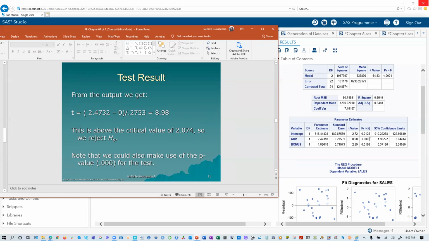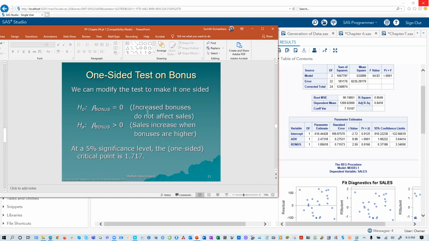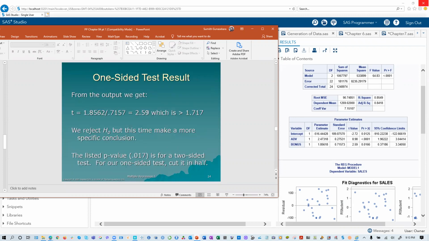If it is a two-tail, yes, this is about the critical value of this one. So we reject it. Don't worry about that, not based on that one. Based on this p-value, we reject H0 because this is small. But for the second one, 8.98, let's look at the t-value.